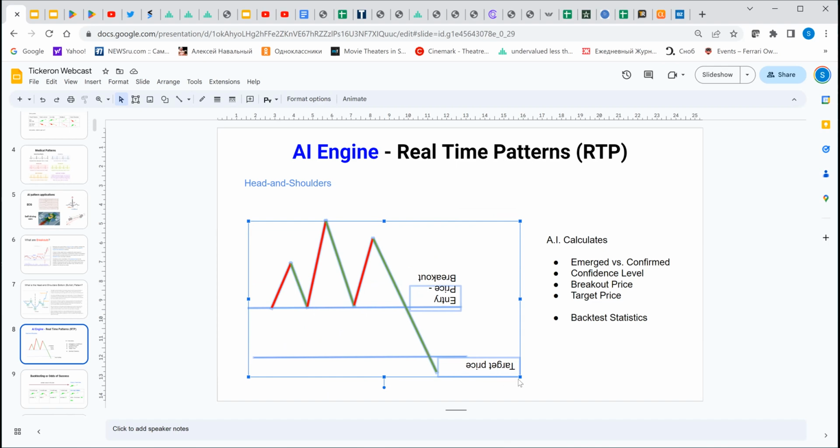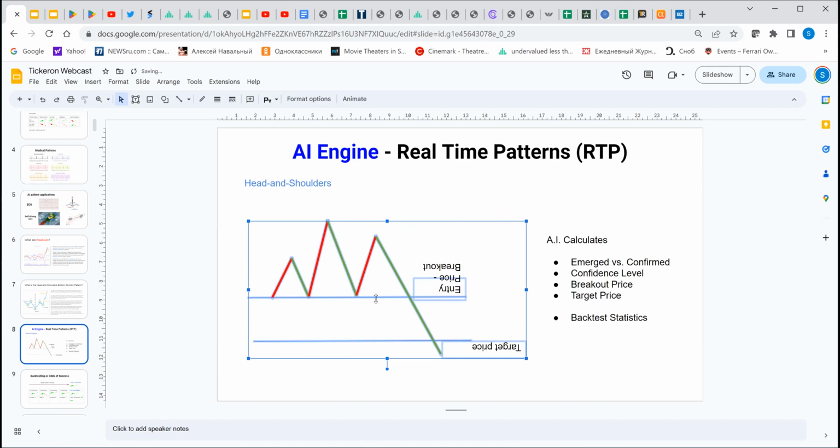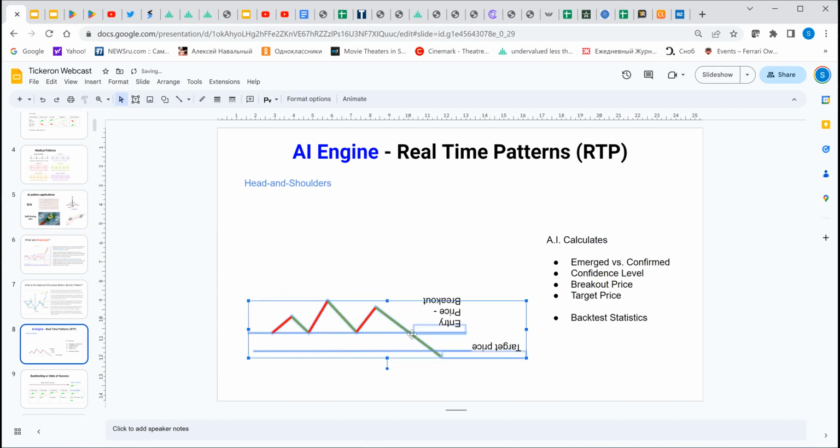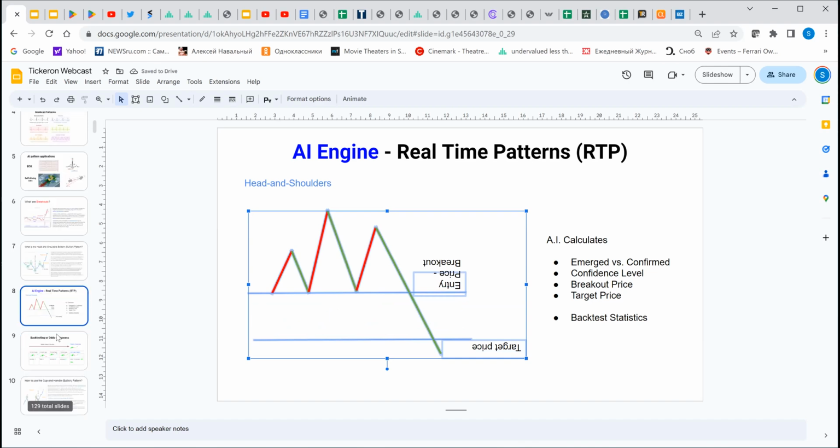And again, our AI is looking for all kinds of things. This one is also head and shoulders. This one is also head and shoulders. And with this type of shapes, we're predicting what's going to happen with these types of patterns, okay? So now you understand how the AI and the pattern recognition work.